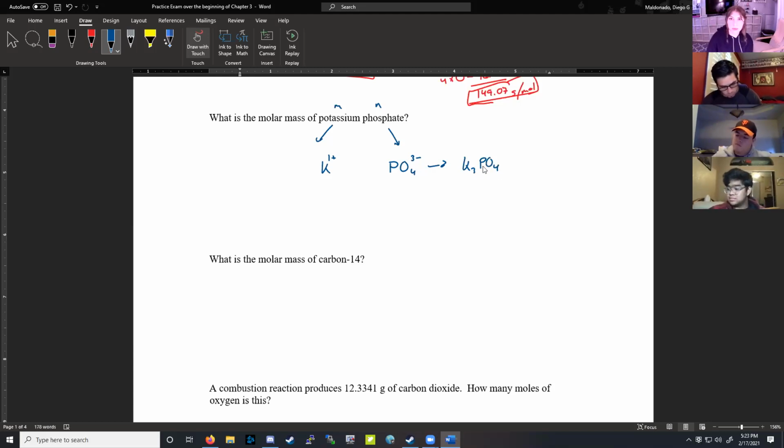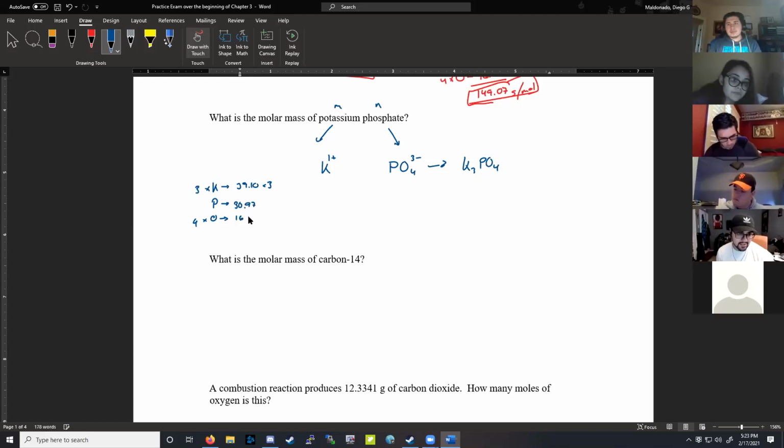All right, so K3PO4. Starting off, let's do our list of the elements. Do I have to multiply my elements by any coefficients? Yes, potassium by 3 and the oxygen. How much do I do it by? 4. Yes. So this is 39.10 times 3. This is 30.97. And then this is 16 times 4. I'll let you calculate that, so give me a little time.